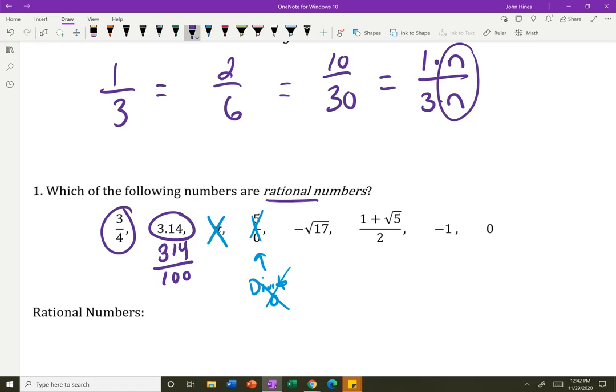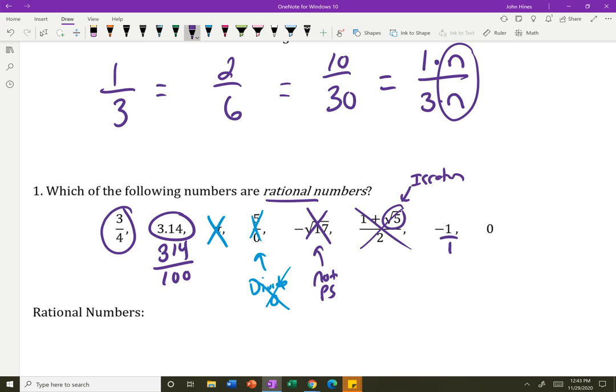This is a real number because that negative's outside. It's not inside. But I need to deal with the square root of 17. So this is irrational. 17 is not a perfect square, so that makes it irrational. This looks like a fraction. But you've got that sneaky irrational number of the square root of 5 there, which makes the whole thing irrational.